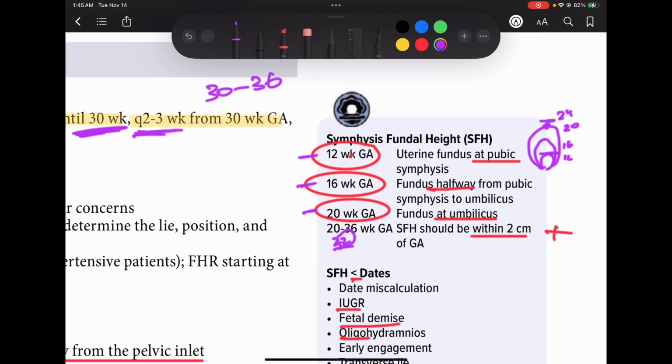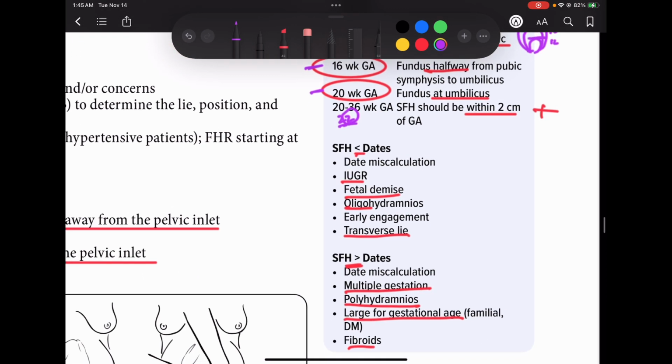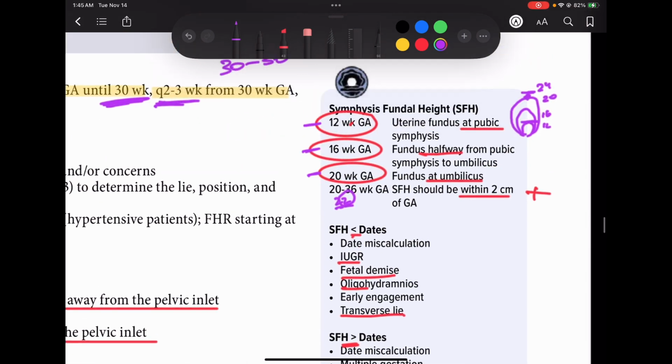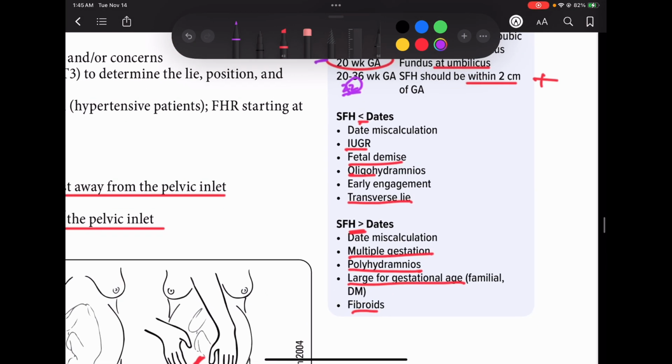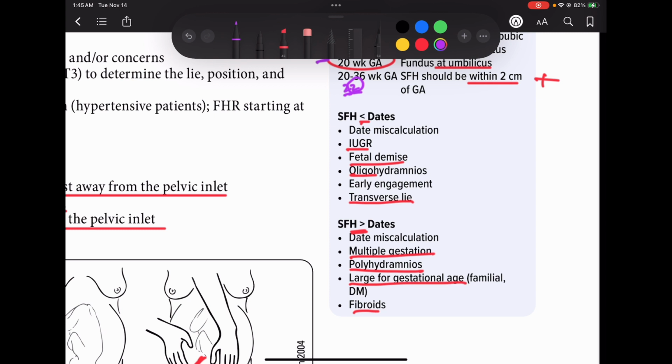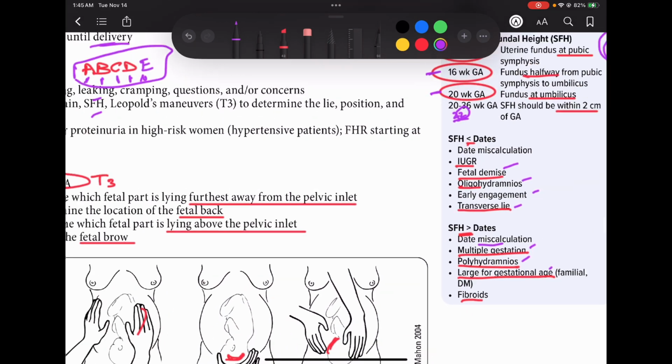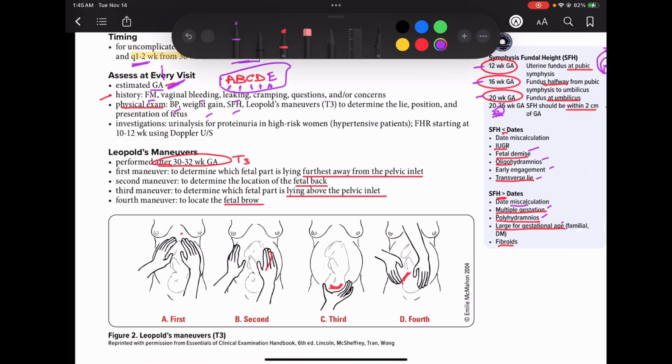Okay, moving forward, if the symphysis fundal height is less than the dates, then of course the baby is growing smaller, or maybe there's some other problem. There's fetal demise, there's oligohydramnios, there's early engagement, baby's engaged, or there's transverse lie, or simply there's date miscalculation. But if it is more, of course, date miscalculation, but maybe multiple gestation, polyhydramnios, large for gestational age, and diabetes, or maybe there are fibroids. So we have to make sure to rule these out too.